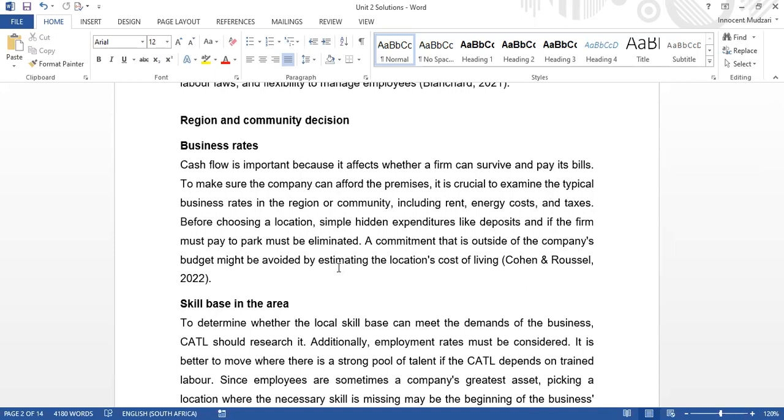Cash flow is important because it affects whether a firm can survive and pay its bills. So to make sure the company can afford the premises, it is crucial to examine the typical business rates in the region or community, including rent, energy costs, and taxes. These expenses affect the location decision.